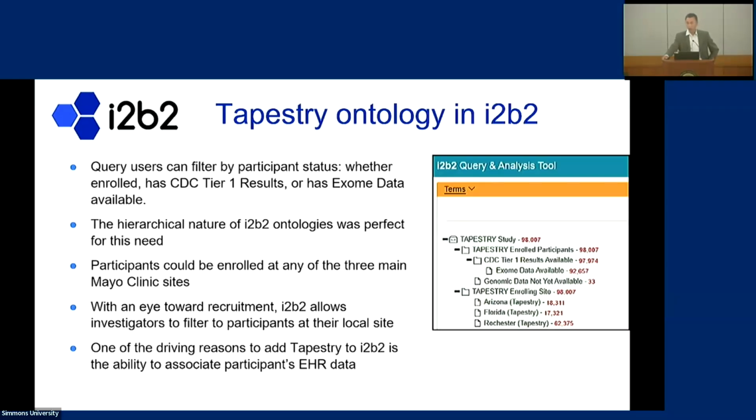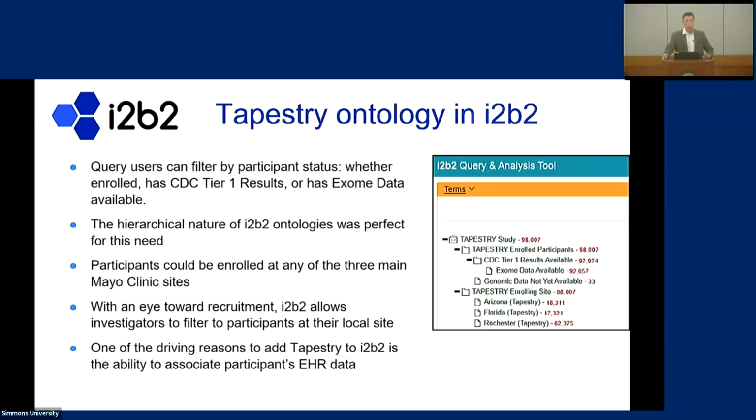And we also have ontologies in I2B2 that are not study based. For example, we added a patient's future clinical appointment ontology into our I2B2, which is very popular because it helped with the recruitment effort significantly.